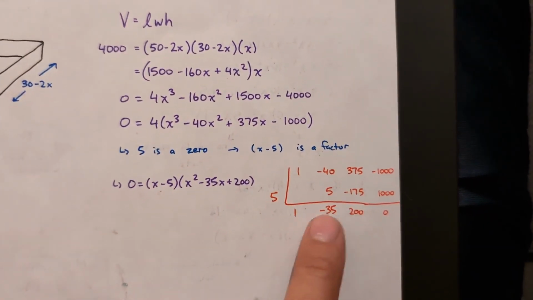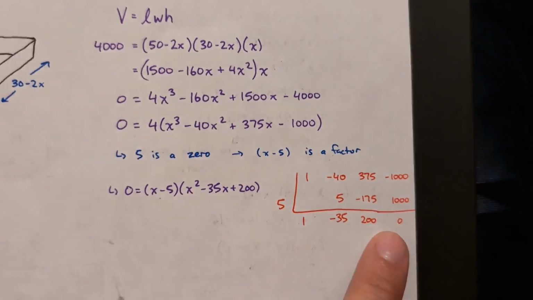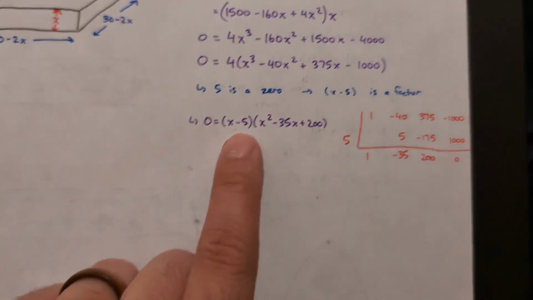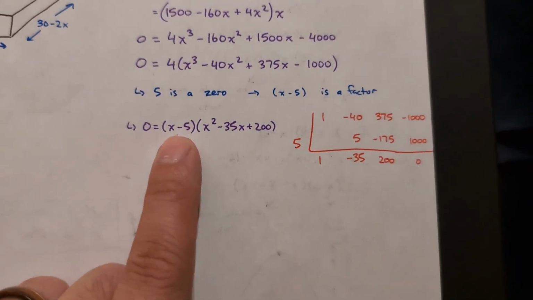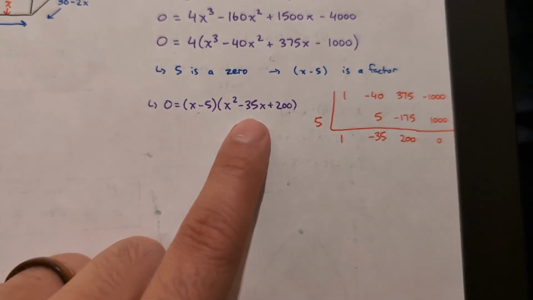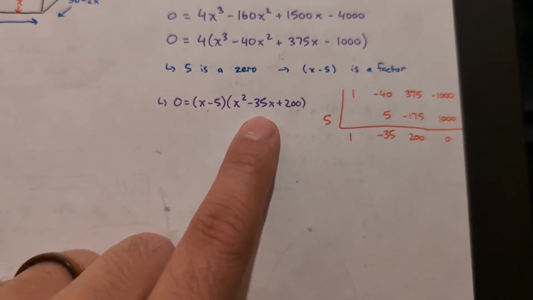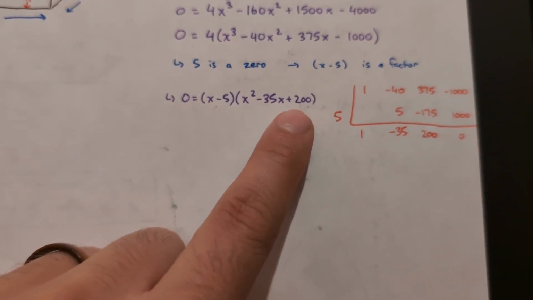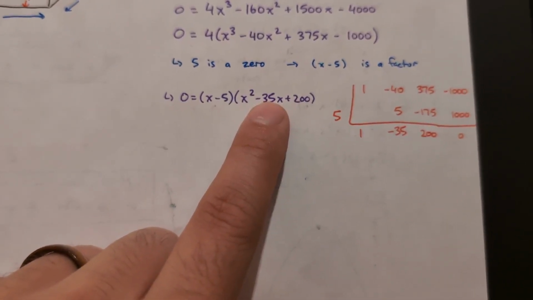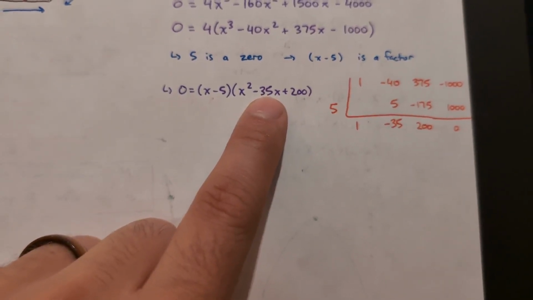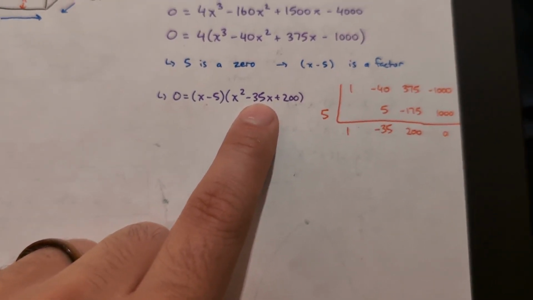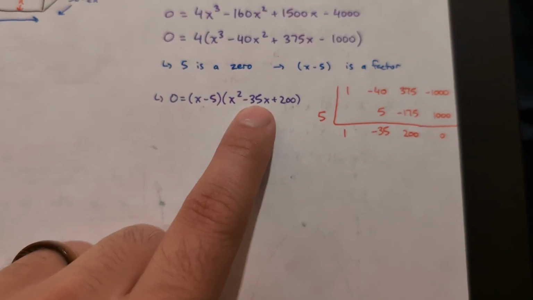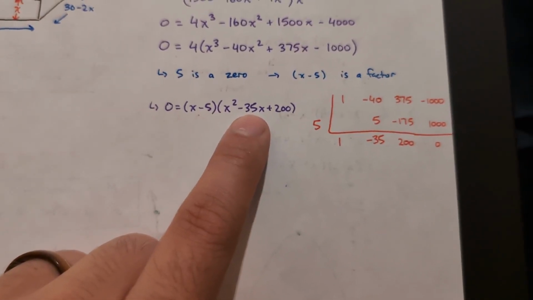We do our synthetic division, we get some pretty big numbers, but it still works. X minus 5 was our factor, and we get left with x squared minus 35x plus 200. And we don't have a way to multiply numbers to 200 and add up to negative 35. So this isn't going to factor. We should look at our quadratic formula and see what answers that gives us.